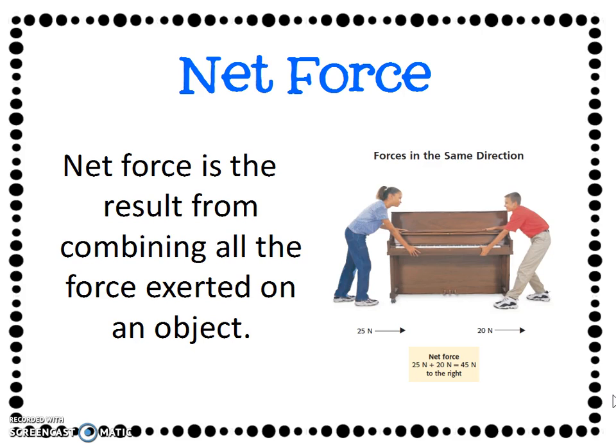So for example, let's look at this piano. You have a girl pushing it with a force of 25 newtons to the right, and you also have a gentleman that is pulling a force of 20 newtons. So to find the net force, if it is going in the same direction, you would add. So altogether here you see that the net force is 45 newtons to the right. If it was opposite directions, you would subtract. We're going to get into that a little bit later.